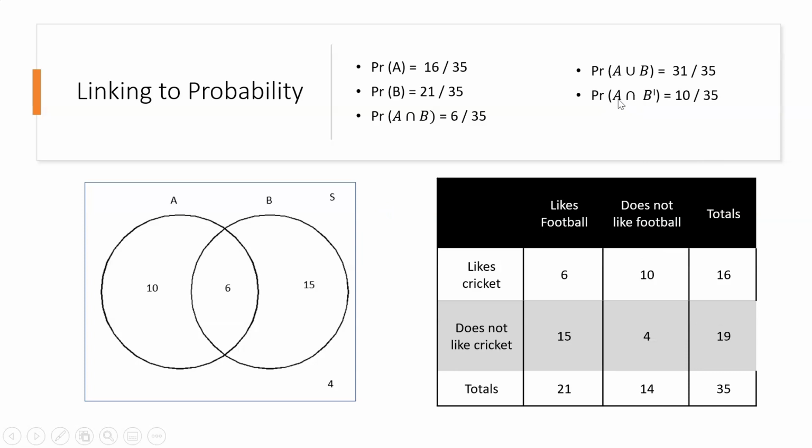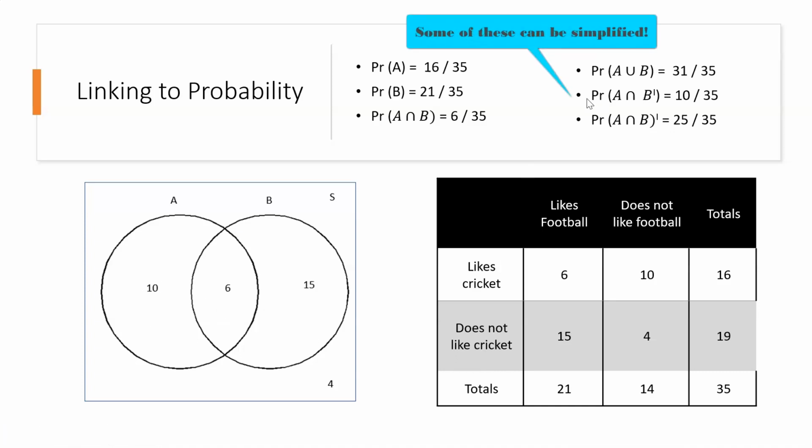Okay, so here we've got those that only like cricket. Don't like cricket and football, only like cricket. And that's what our symbols tell us there. So that's 10. And here we have those that are only liking cricket or football, not liking both. Okay, and that's our 25.